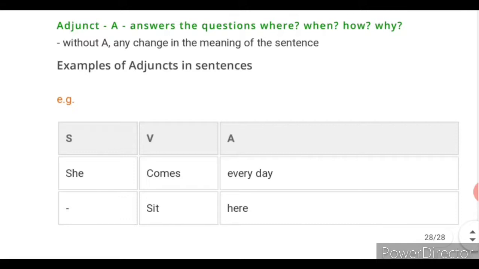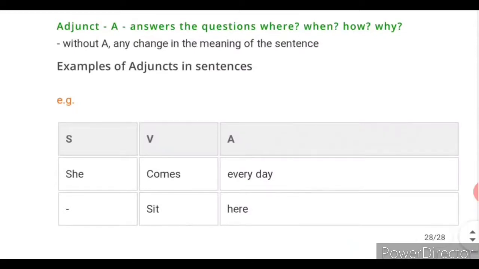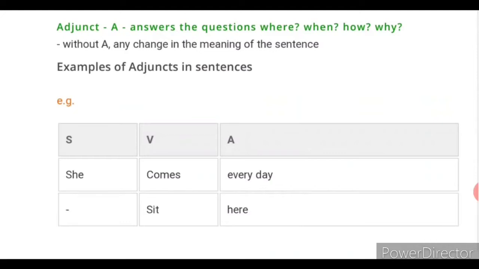Next, here I can use anything. She sits here, otherwise he sits here, he sat here. She sat here, likewise. So where did she sit? Here. So there I am getting the answer for where. So that is the adjunct.